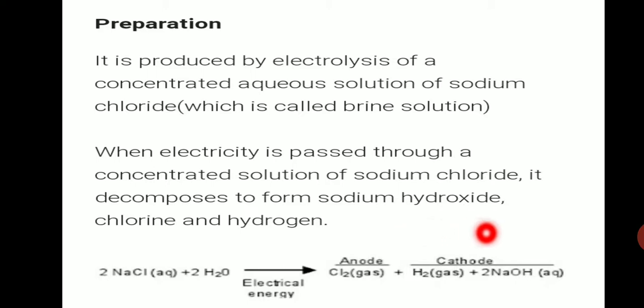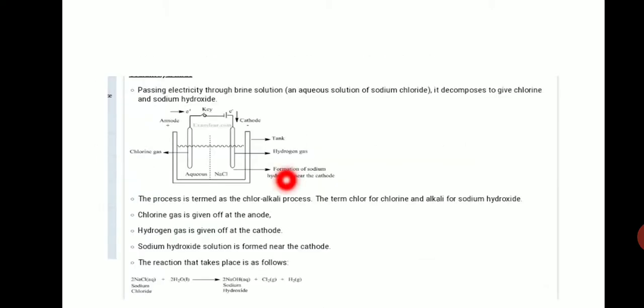Chlorine, hydrogen, sodium hydroxide. All these are very important chemicals which are used for the preparation of other chemicals. So this preparation is very important. This electrolysis process of sodium chloride, we call the chlor-alkali process.